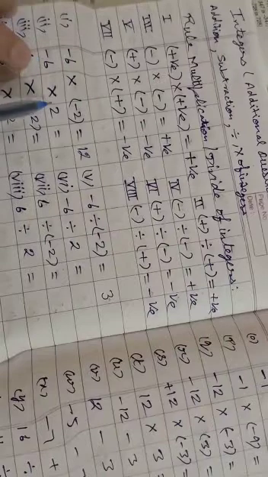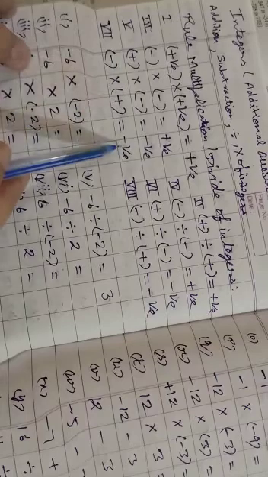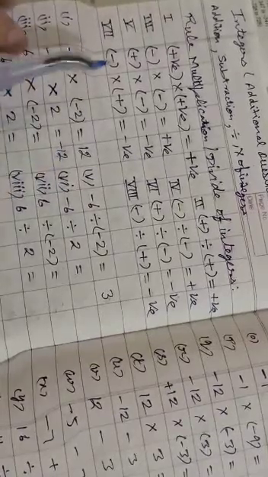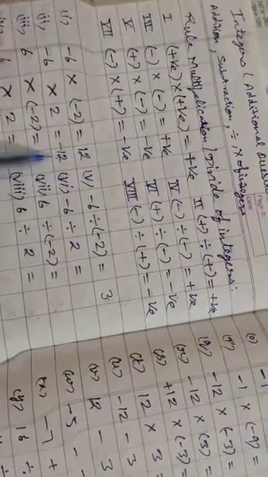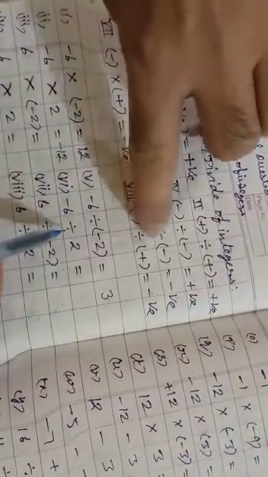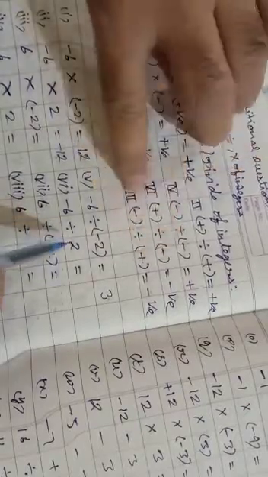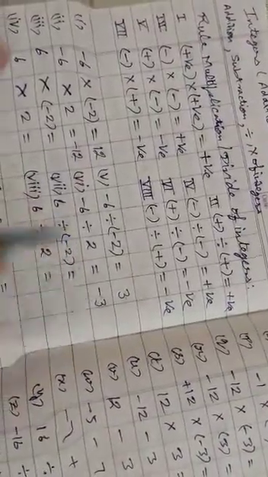Now first negative, second positive, so their multiplication is negative. -6 multiplied by 2 is -12. When a negative integer is multiplied by a positive integer, we get negative integer, so -12. Next, -6 divided by plus 2, we get negative, so we write -3. -6 divided by 2, we get -3.